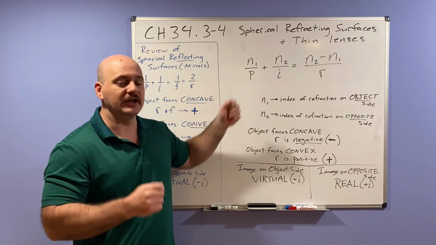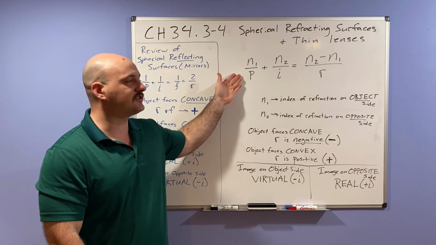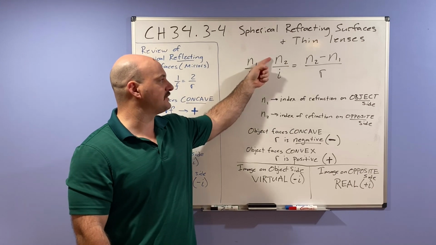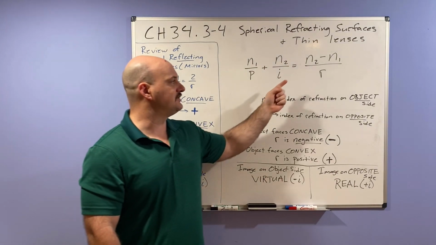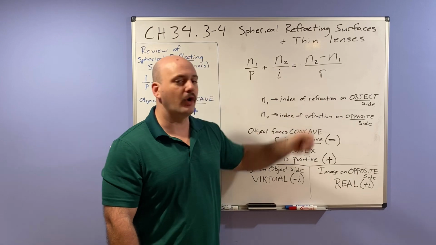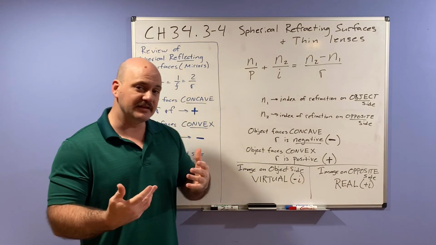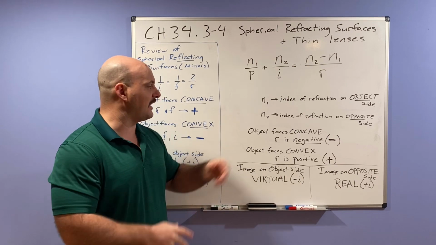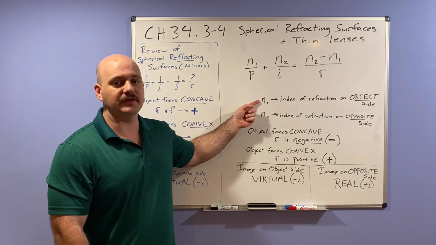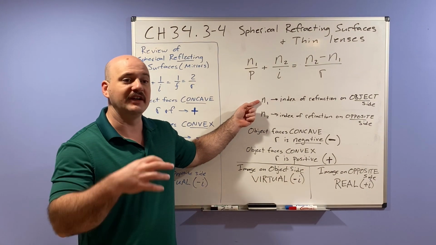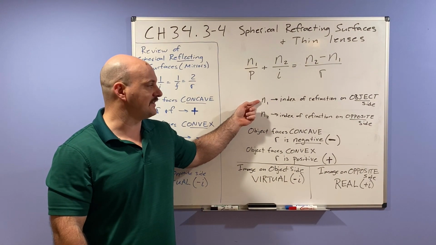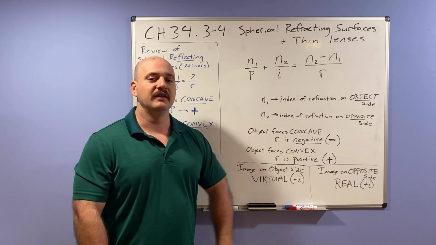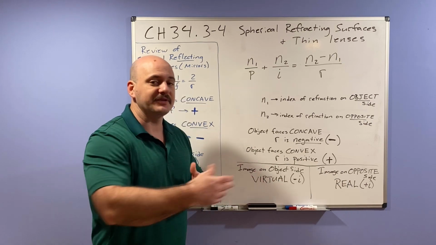But for a single-sided refracting surface, this is going to be our expression. N1 over the object distance plus N2 over the image distance is equal to N2 minus N1 over the radius of curvature. Now those N's are the index of refraction of the materials. N1 is going to be the index of refraction of whatever material the object is in. That's the index of refraction on the object side. N2 is going to be the index of refraction on the opposite side of the object.